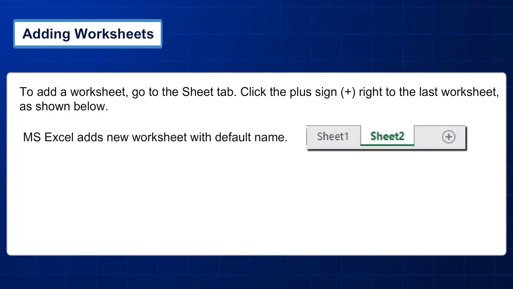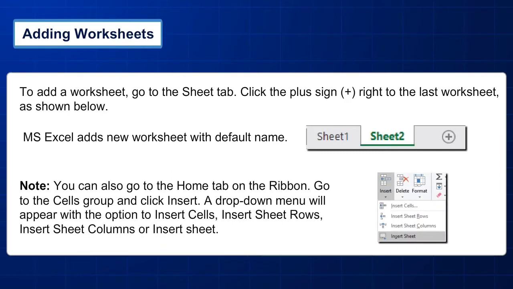Adding worksheets. To add a worksheet, go to the Sheet tab, click the plus, right to the last worksheet as shown below. MS Excel adds new worksheet with default name. Note, you can also go to the Home tab on the ribbon, go to the Cells group and click Insert. A drop-down menu will appear with the option to insert cells, insert sheet rows, insert sheet columns or insert sheet.